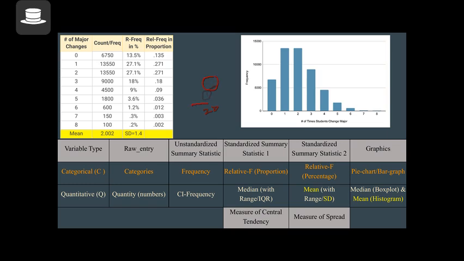I just want to give you an idea that whenever the variable that you're summarizing is a quantitative variable, the most commonly used measure of center is the mean, with standard deviation as the measure of spread. If median is used, which is done not so often, then you have the IQR, the interquartile range. But this is important to keep in mind.